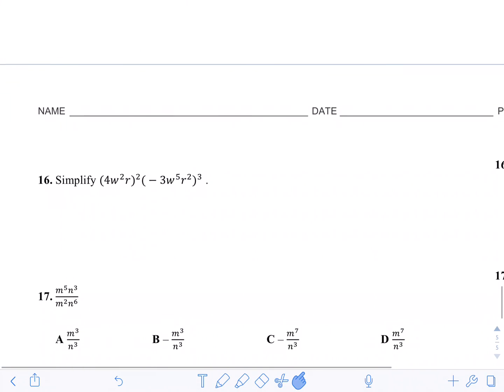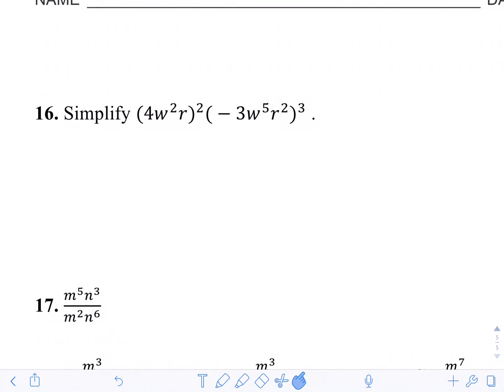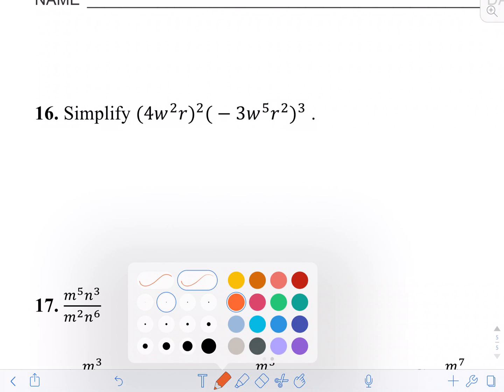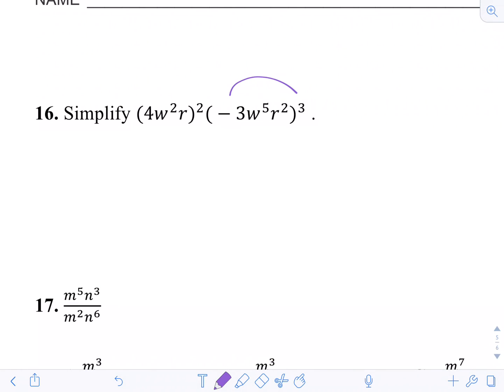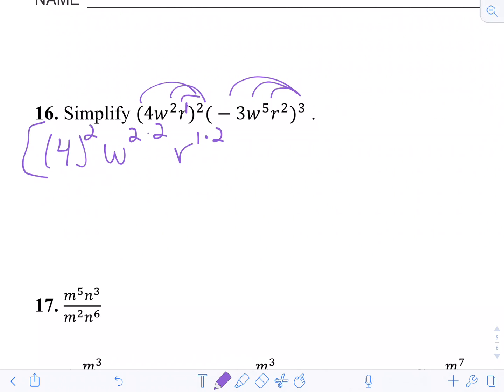All right, number 16 says simplify. So before we can do anything, we're going to have to distribute this 3 to everything inside and this 2 to everything inside. So I'm going to rewrite it. We have 4 squared. We have a power to a power, so we're going to multiply. Power to a power, don't forget there's a 1 in there, so we're going to multiply. Okay, and then, so this is all one thing.